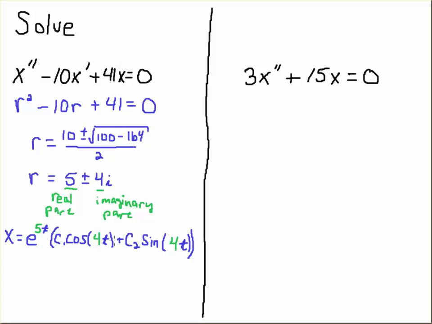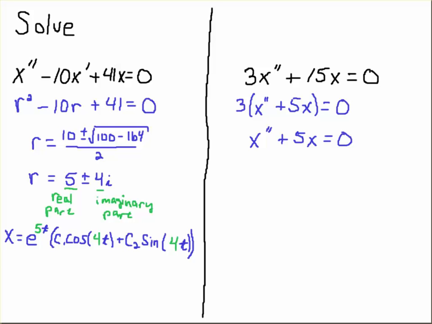So this stuff in the parentheses is the result of Euler's formula for a complex exponential. And this is your solution. So when you see the real part and imaginary part, it's e to the 5t, multiplied by this combination of cosines and sines. That's the real form of your solution.